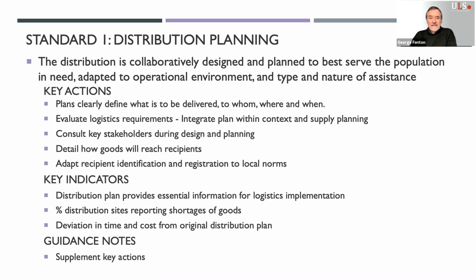The key indicators here are around the fact that a distribution plan provides essential information on logistics implementation, as well as being agreed with relevant stakeholders, including the affected population. It's good to track the percentage of distribution sites reporting shortages of goods. And it's good to track the deviation in time and in cost from the original distribution plan.